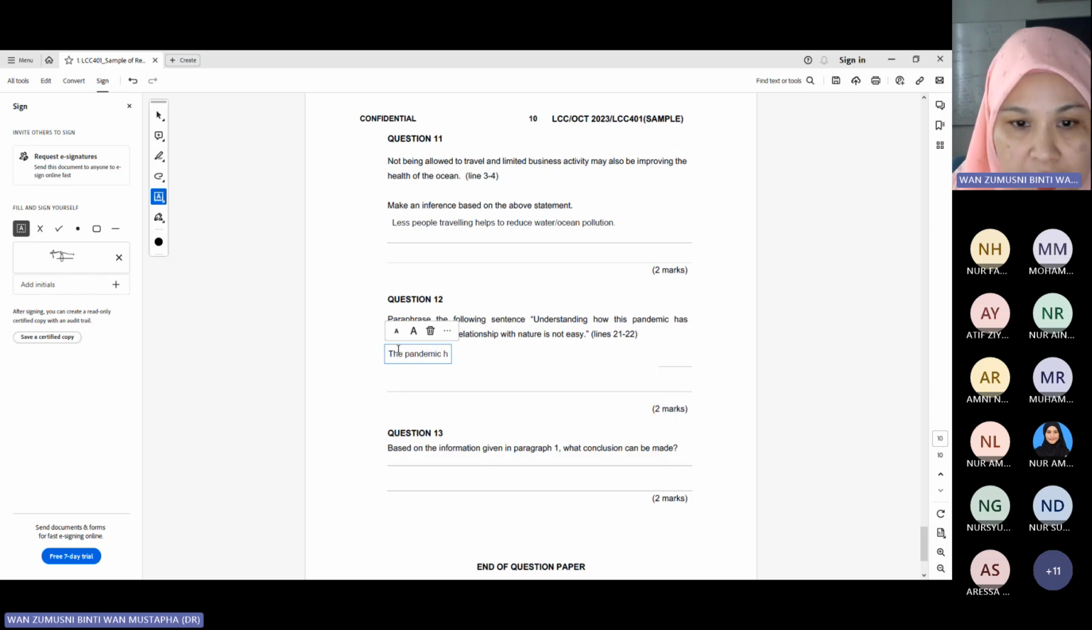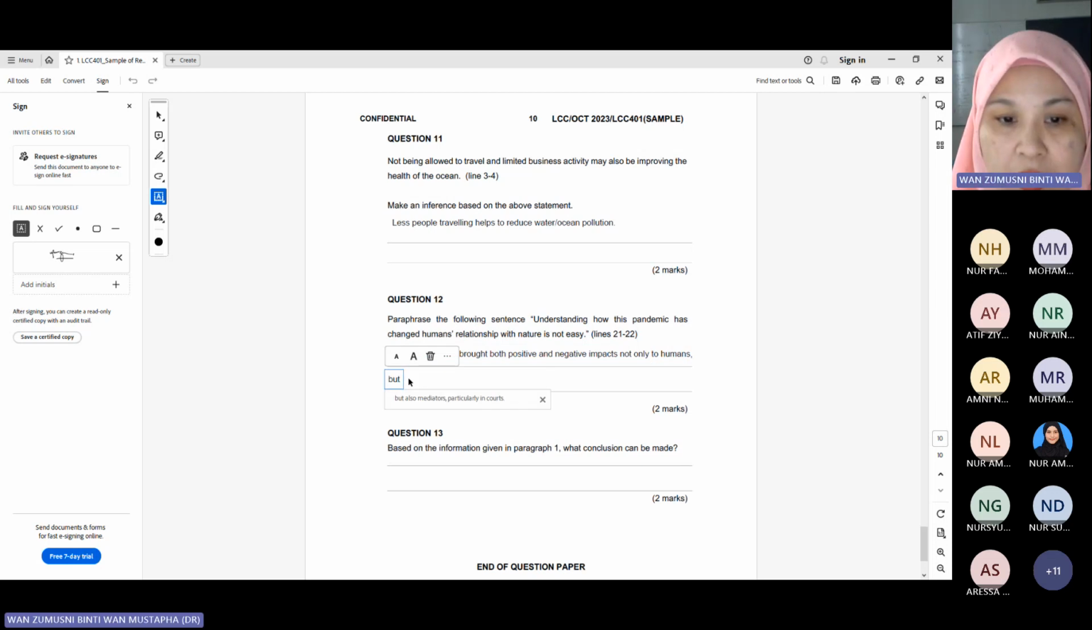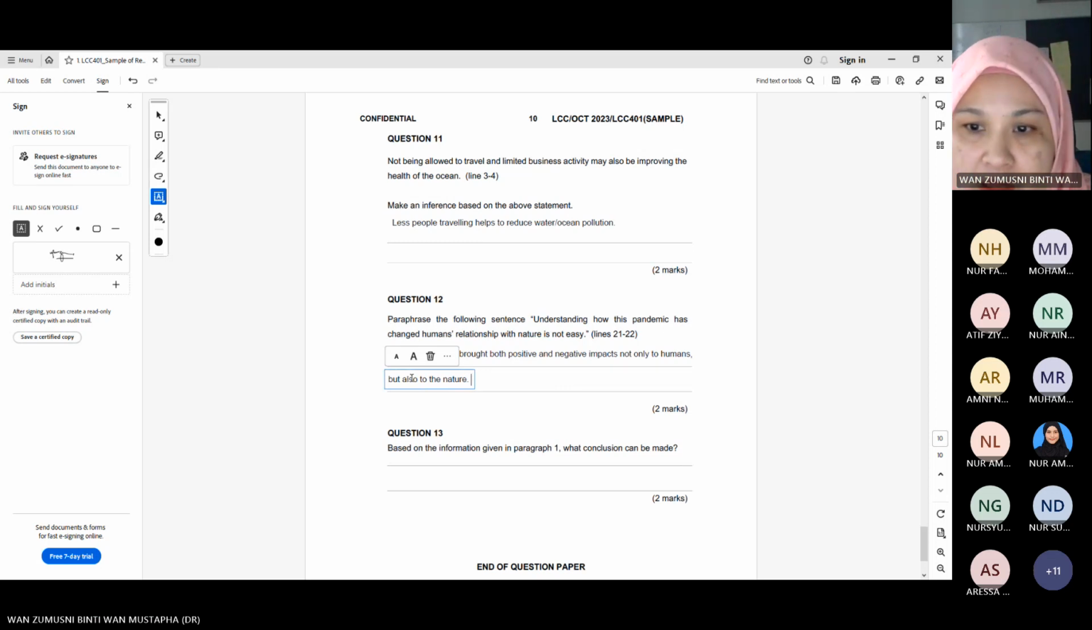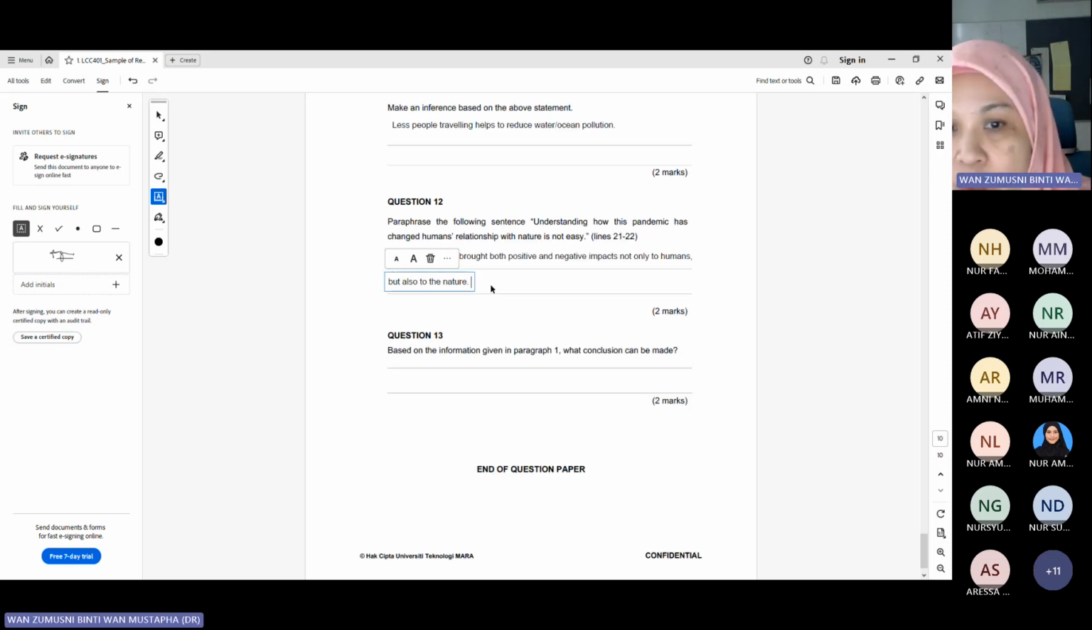The pandemic has brought both positive and negative impacts, not only to humans, but also to the nature. Understanding how this pandemic has changed human relationship with nature. Okay, so it has brought both positive and negative. Okay, that's 2 marks, if you have something close to this, okay?